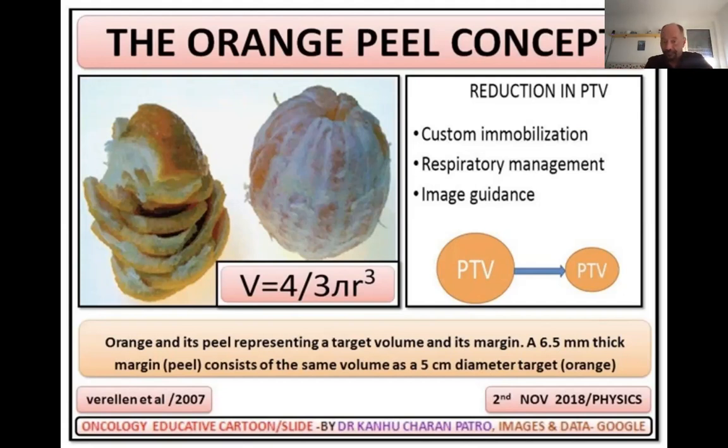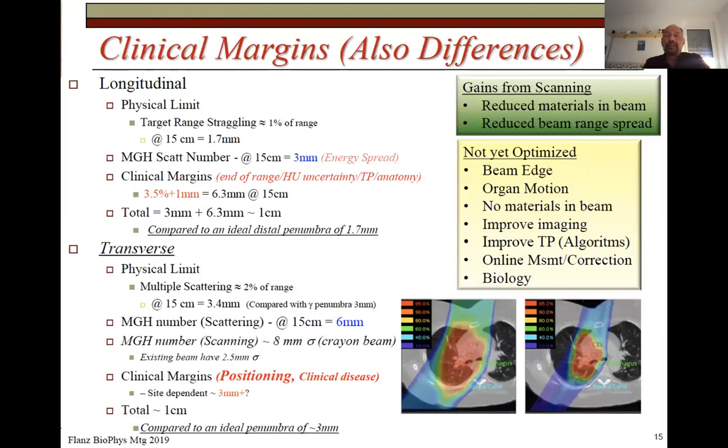You see, a 6.5 millimeter thick margin consists of the same volume as a 5 centimeter diameter target, an orange. So it's a big problem. You have to take them into account. The numbers are not small. You see, there are the margins that you have to introduce.